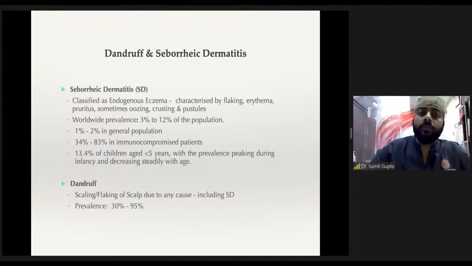Worldwide prevalence of seborrheic dermatitis is 3 to 12% of the population, 1 to 2% in the general population, and it is very common in immunocompromised patients. In HIV patients, according to certain data, it is as common as 40 to 80%. And mostly it starts in children less than 5 years of age. There is an infantile variety also, and prevalence peaks during infancy and then steadily decreases with age.